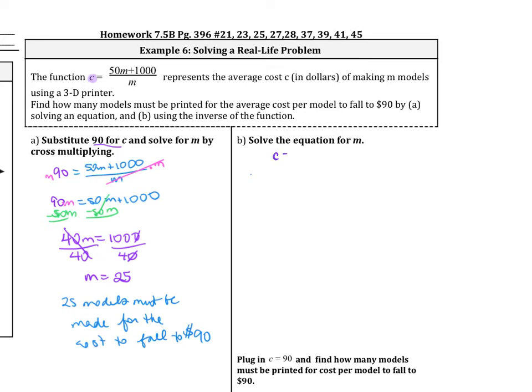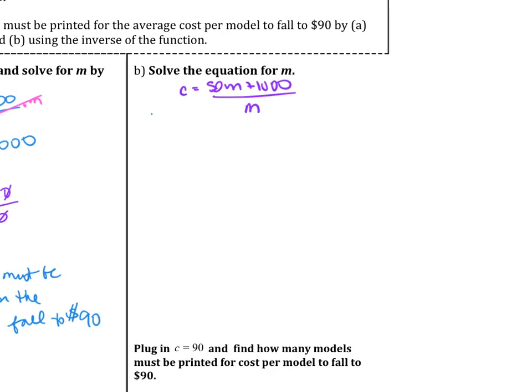So let's write that. C equals 50m plus 1,000 over m. The first thing we're going to do is split the fraction. Notice I have m here and m here. If I multiply by m on both sides, it just makes it a little messier. So in this case, we split the fraction. So this is what it looks like. C is 50m over m plus 1,000 over m.